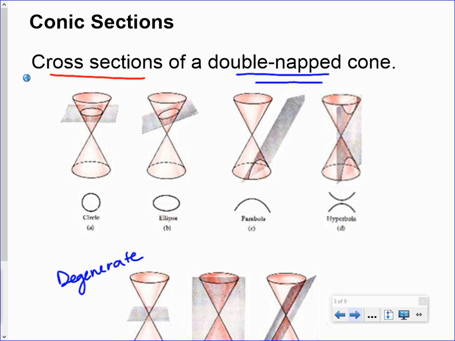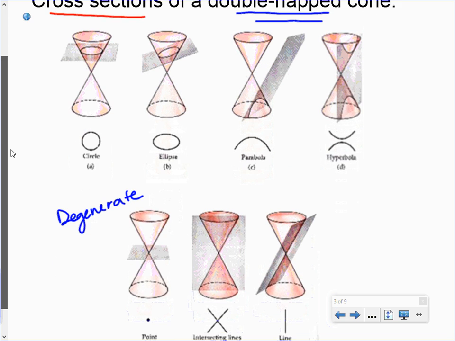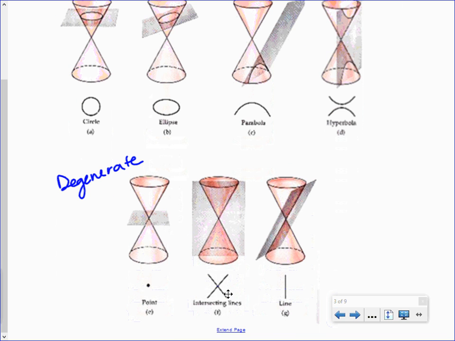Now, below those 4, I have some that are called the degenerate conic sections, and they're the ones where you could cut the cone different ways, but you wouldn't make a nice 2-dimensional shape. So if you cut it through the point where the vertices meet for the 2 cones, then you just get a point for your cross section. And so we're not really going to do a lot with that.